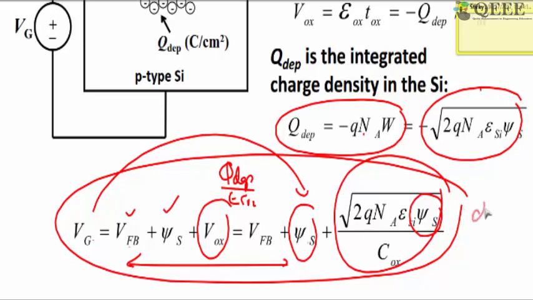Keep in mind this is valid only for the depletion region, because we have neglected the contribution from the other carriers, the electrons and the holes. In the depletion region, this relationship between Vg and psi s is valid. If you need a relationship between Vg and psi s in accumulation or inversion, you need to go back to the Poisson's equation and solve it by taking the electron and hole contributions into account. That is given in the normal textbooks like Pierret, but the expressions are lengthy.